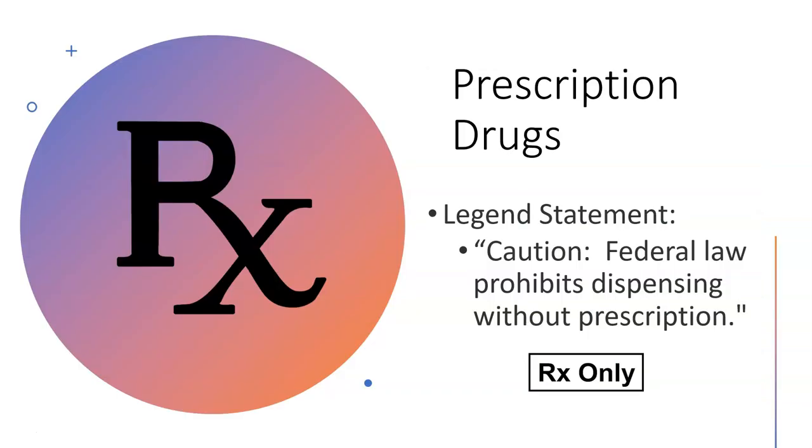Now, the prescription drug, it's called a legend drug. And in the old days, it had this statement on the label that said, caution, federal law prohibits dispensing without a prescription. But then we had a Modernization Act that says, okay, the bottle has to say RX only. That's what that means. It means you have to have a prescription. So that made it much easier.